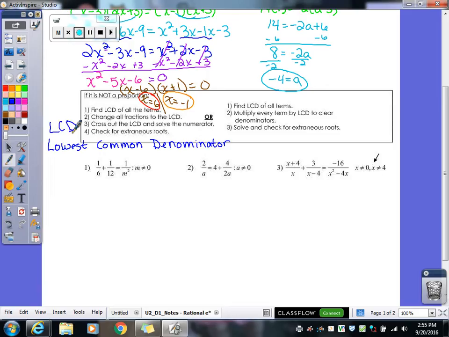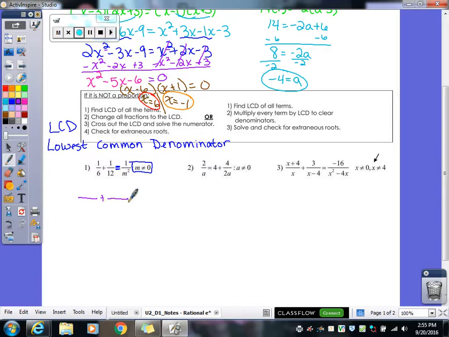If we look at our first example, we have 1/6 plus 1/12 equals 1 over m squared. And again, this is an equal sign, so this makes it an equation. This stuff afterwards is just telling you that your fraction at the end there is not undefined. Because if m equals 0, we would have a 1 over 0, which we can't have. So this is simply saying you cannot get an answer of 0. If you did, then your answer is not correct.